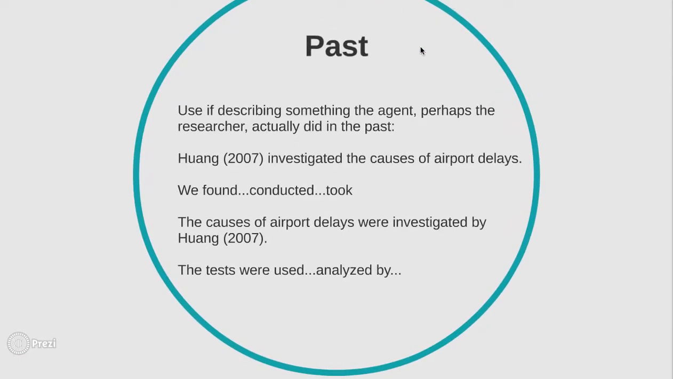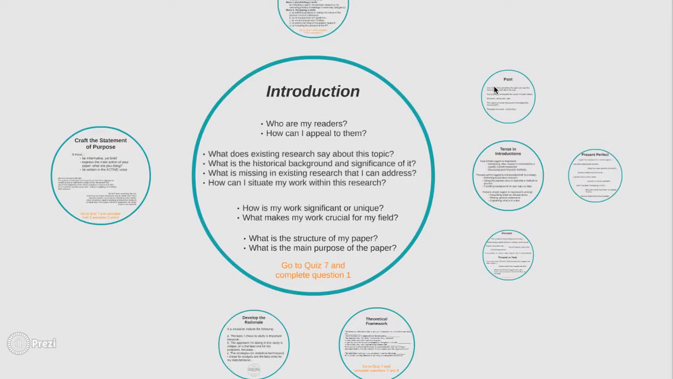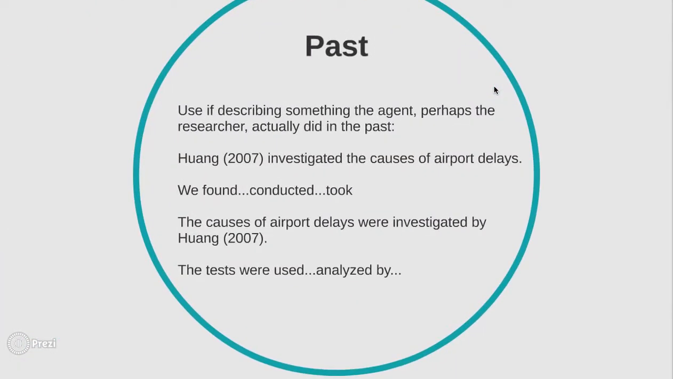Here's just some examples. So use it if describing something and the agent is important. So it's not passive, it's past simple, which is active, and the agent is important. Perhaps the researcher, and it's something that they did in the past. So Huang investigated the causes of airport delays. You can't say in his paper Huang investigates, because it's something that they did in the past.